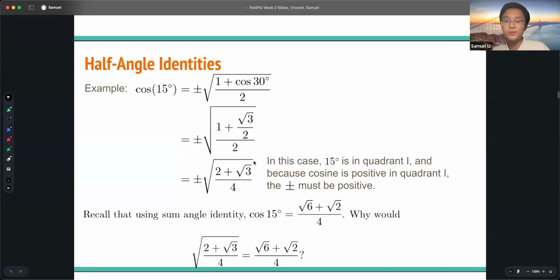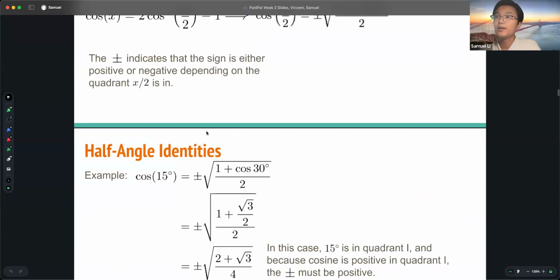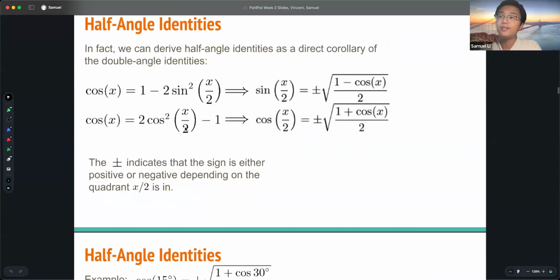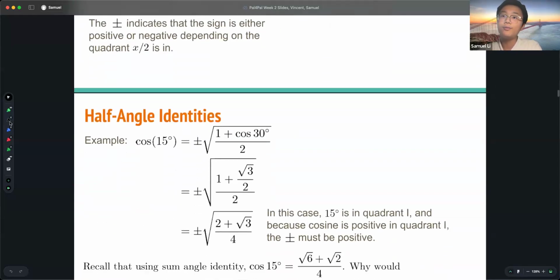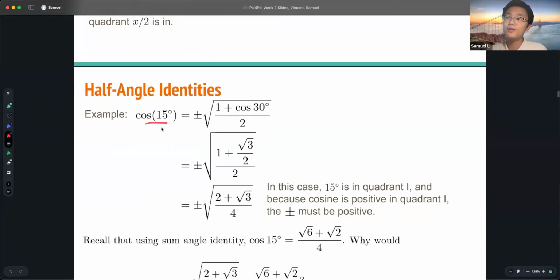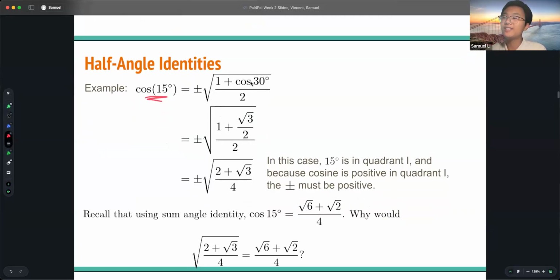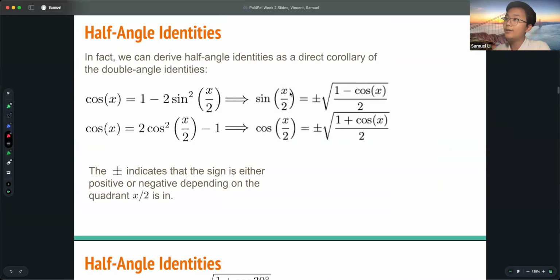Okay, so where Vincent left off was the half angle identities, which are just the counterparts to the double angle identities. An immediate application of half angle identities would be computing cosine 15 yet another way. It's really standard, except that the thing I want to point out is the plus minus here, because in the half angle identities there's a pair of plus minuses.